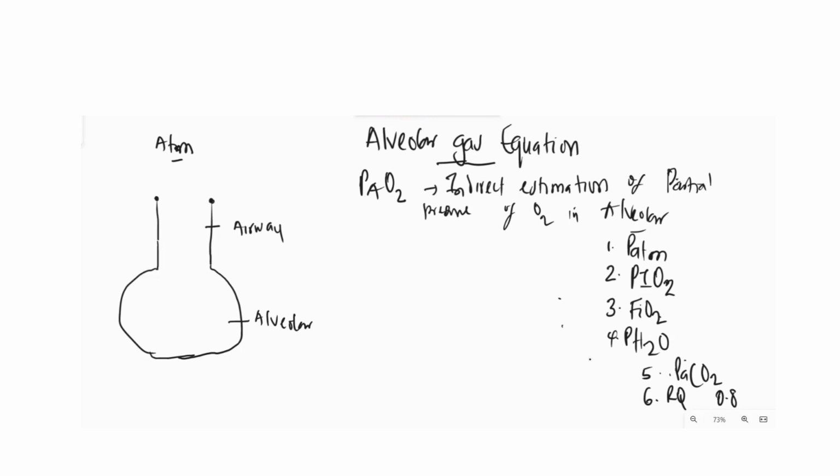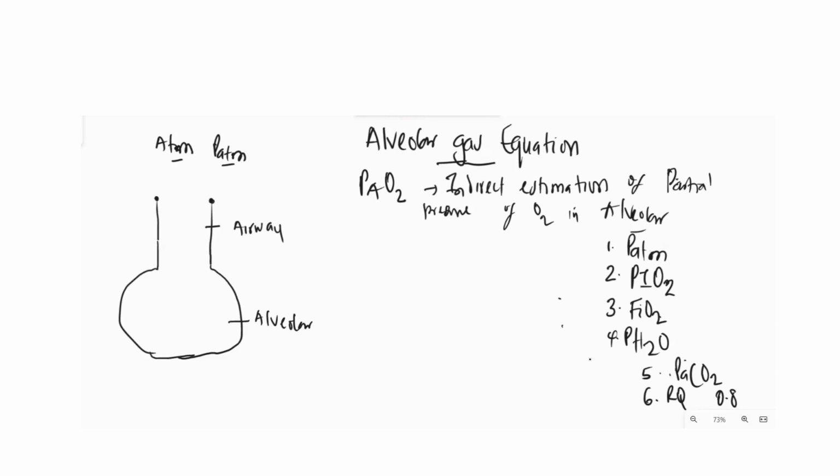Coming back to our diagram, like I mentioned earlier, gas moves based on pressure gradient, from high concentration to low concentration, from where there's more pressure to where there's low pressure. So this atmospheric pressure is going to determine the gas that gets into the airway.